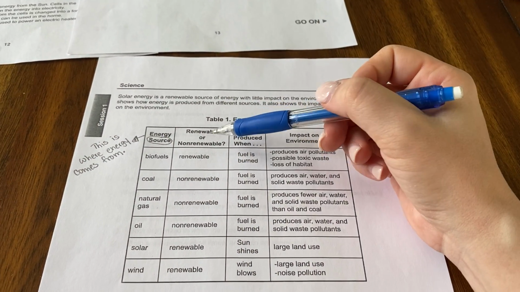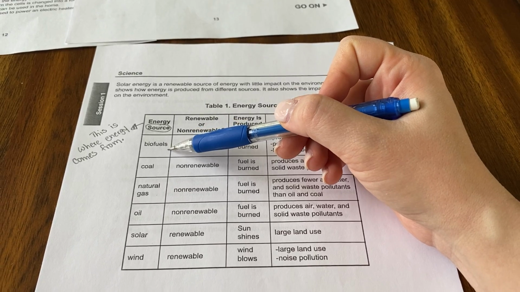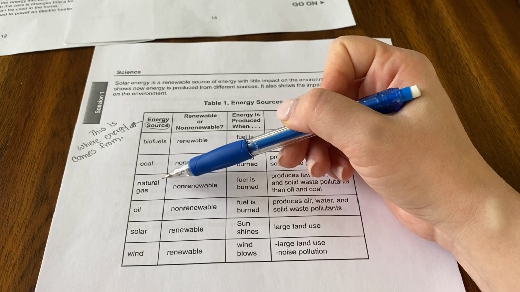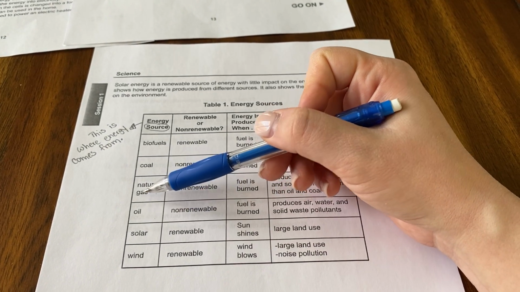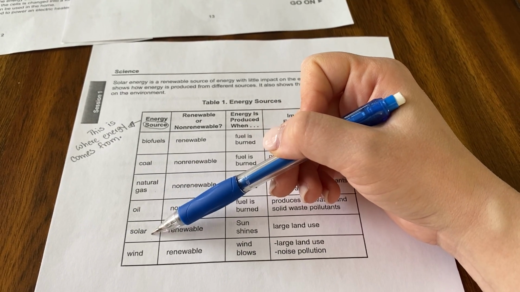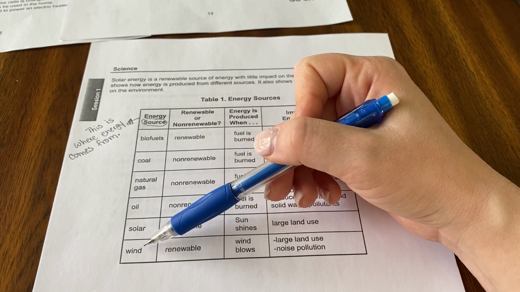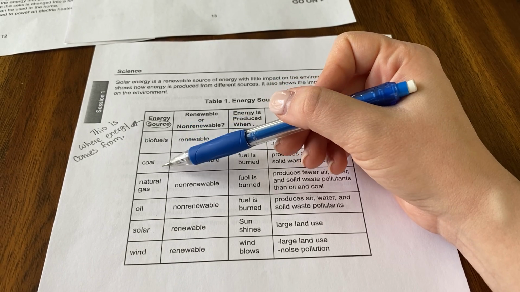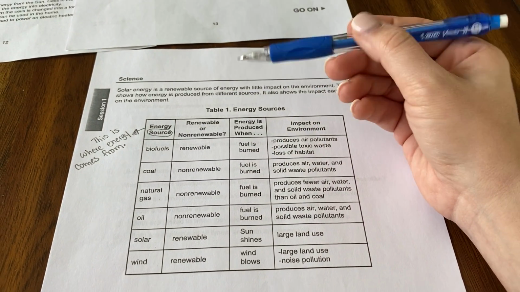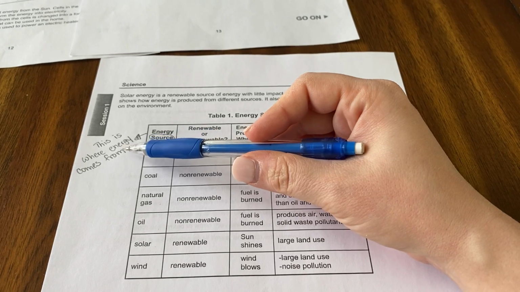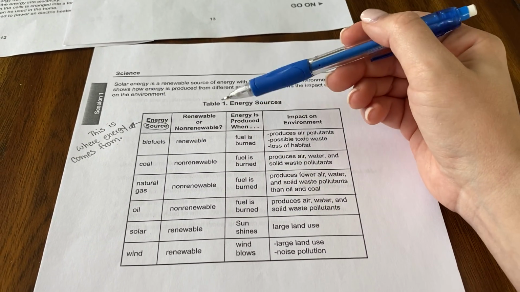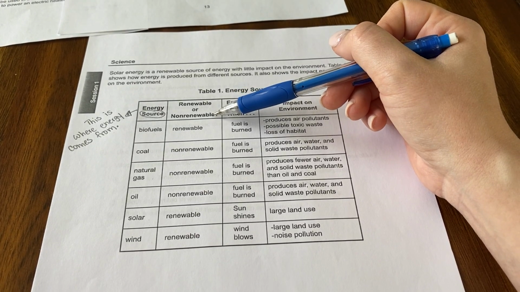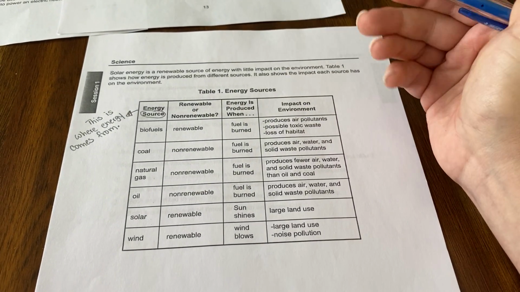So the different energy sources that we have here are biofuels, coal, natural gas, which we're pretty familiar with, oil, solar energy, and wind energy, which we're also pretty familiar with. You may not be familiar with biofuels or coal too much. The source of energy is where energy comes from. Then in our table, it tells you if it's renewable or non-renewable. So let's talk about the difference.